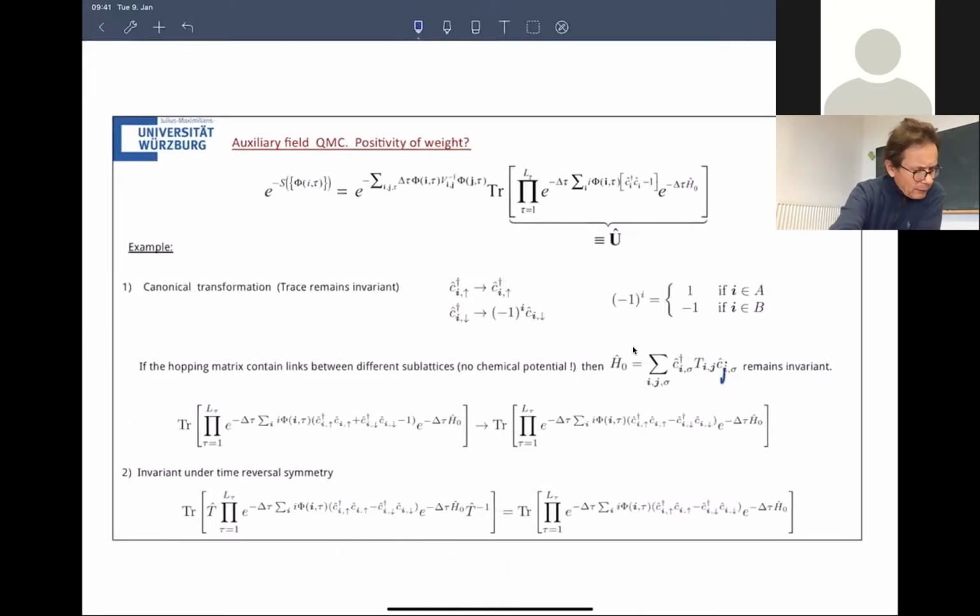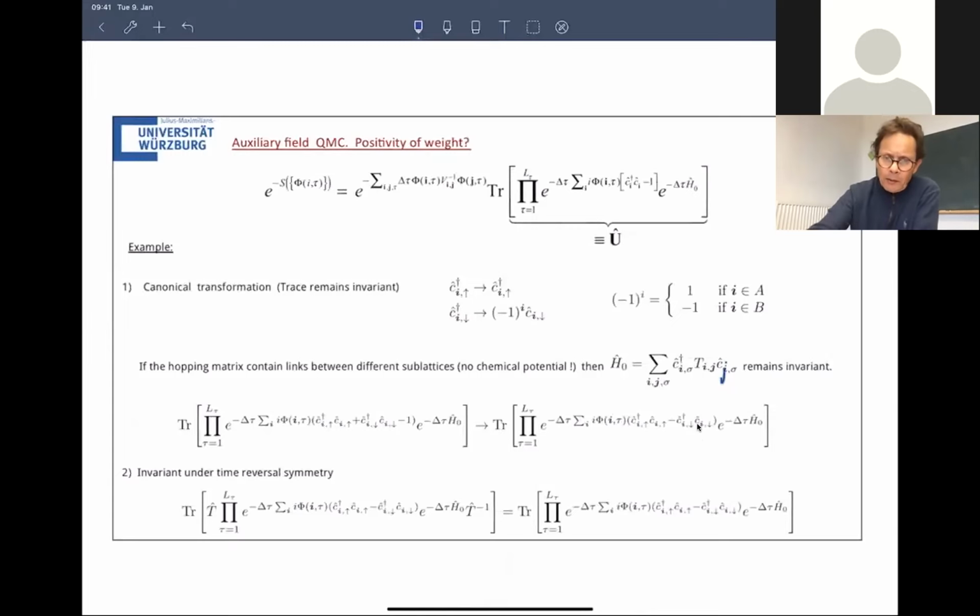So what is very important is that, let me answer Florian. Yes. So this is important. H0 is invariant only if I have hopping between different sublattices. That means no chemical potential. So if we do that, then this e to the minus delta tau, this density here goes to the Z component of the spin.